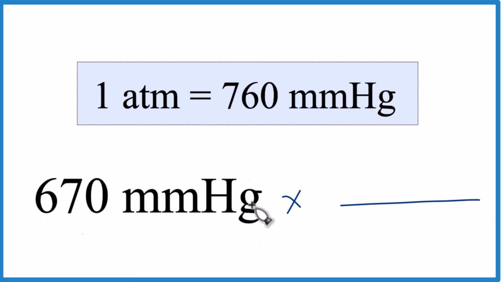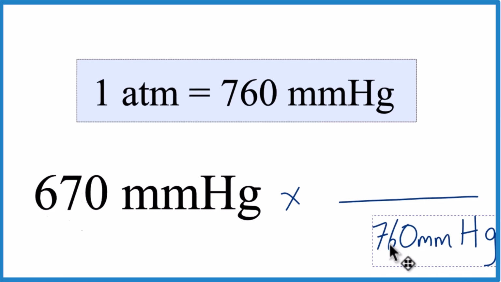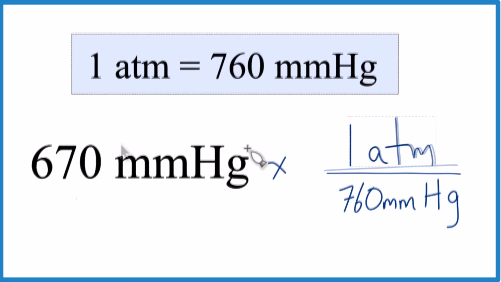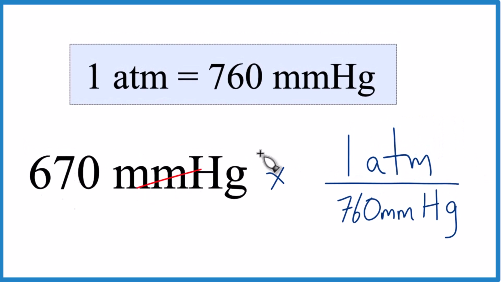So we want millimeters of mercury to cancel out. Let's put that on the bottom. 760 millimeters of mercury goes on the bottom, and we want to end up with atmospheres. That's what we're trying to convert to. That needs to go on the top. So now when we multiply, we have millimeters of mercury on the top and the bottom. That cancels out. We're left with atmospheres. That's what we're looking for.